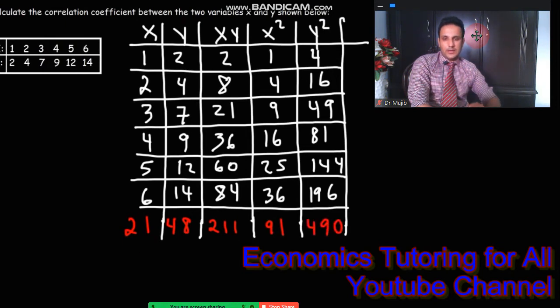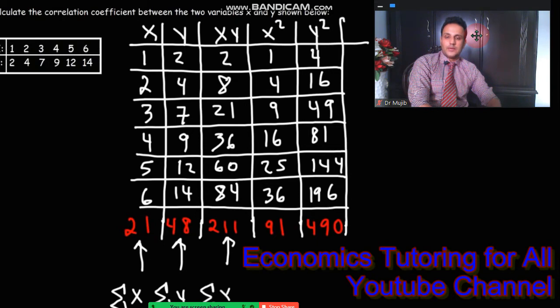Similarly, summation y square means 4 plus 16 plus 49, 81, 144 as well as 196, and that is equal to 490. Got it? So this is equal to summation x and this is equal to summation y. This is equal to summation xy. And this is equal to summation x square and this represents summation y square.